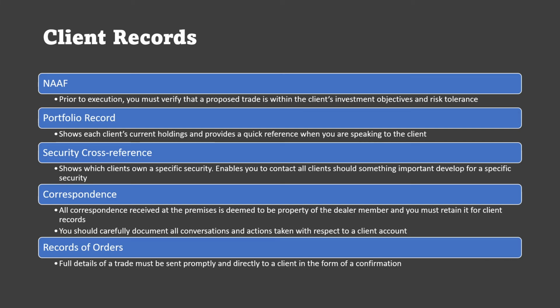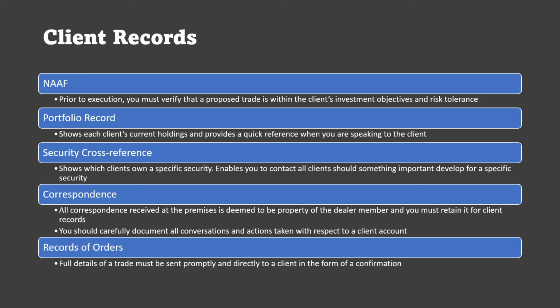So for client records, basically you will want the NAF. So prior to execution, you must verify that a proposed trade is within that client's investment objectives and risk tolerance, and you will find that information on the NAF. For portfolio record, this shows the client's current holdings and provides a quick reference when you are speaking to the client. Security cross-reference, this shows which client owns a specific security, and it enables you to contact all clients should something important develop in a specific security.